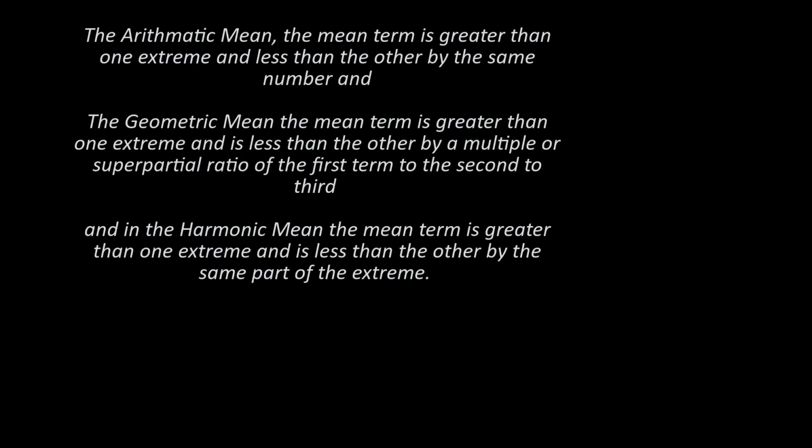The arithmetic mean, the mean term, is greater than one extreme and less than the other by the same number. In the geometric mean, the mean term is greater than one extreme and is less than the other by a multiple or super partial ratio of the first term to the second or of the second to the third. The harmonic mean, the mean term is greater than one extreme and is less than the other by the same part of the extreme. Alternatively, in modern design books, the algebraic method is used to describe these.